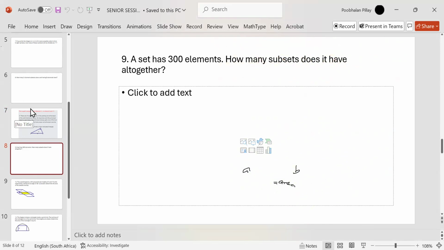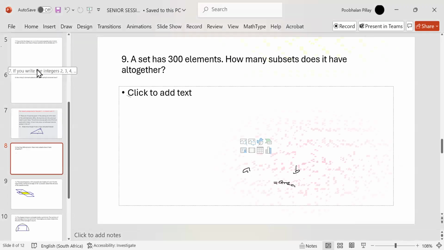All right, so here, the next question is, a set has got 300 elements. How many subsets does it have altogether?